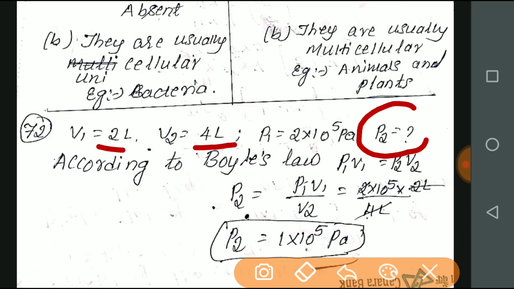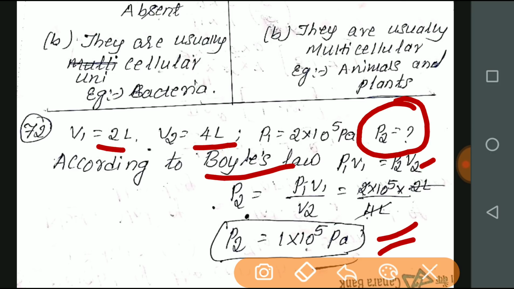At constant temperature, according to Boyle's law, P1 V1 is equal to P2 V2. We have to find out P2. Therefore, P2 is equal to P1 V1 by V2. Then simplify, the value of P1 is 2 into 10 to the power of 5 into 2L by 4L. Then we get P2 is equal to 1 into 10 to the power of 5 Pascal. So, the final pressure is found to be 1 into 10 to the power of 5 Pascal.